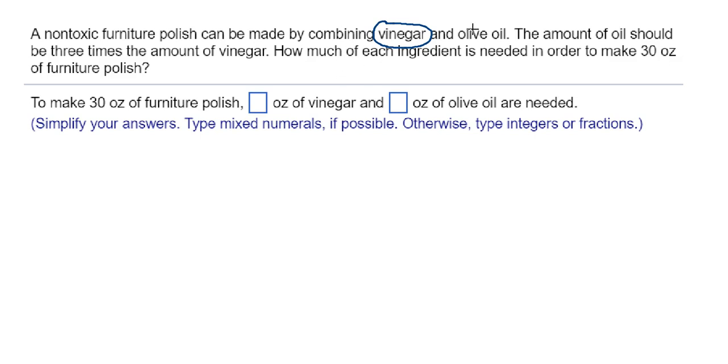So we're combining vinegar and olive oil, and we're told the recipe for this: the amount of oil should be 3 times the amount of vinegar. So I will let X represent the amount of vinegar, let Y represent the amount of oil, and then I can make an equation out of this next sentence. The amount of oil, that's Y, should be, that's equals 3 times the amount of vinegar, which is X. So there's my first equation anyways. We have Y equals 3 times X.